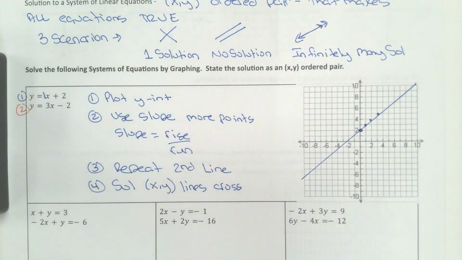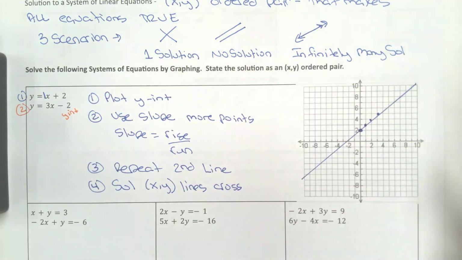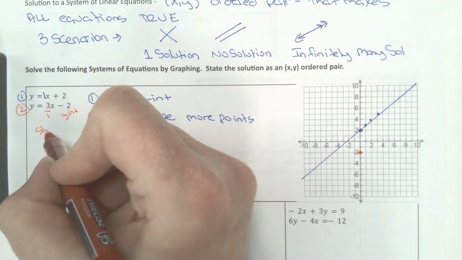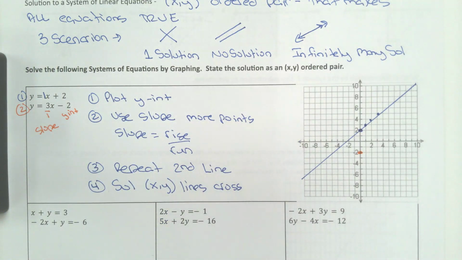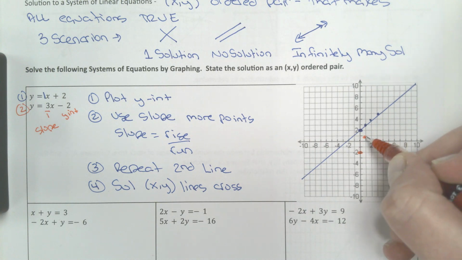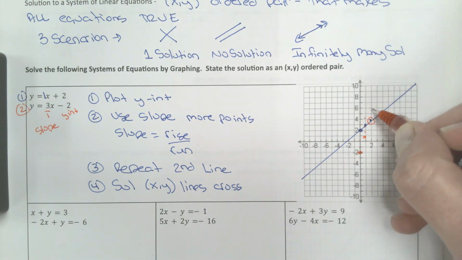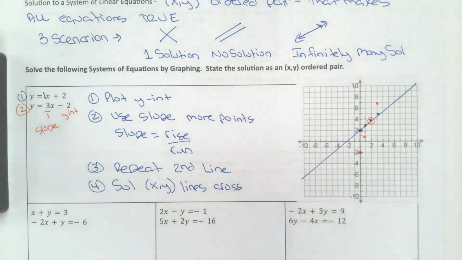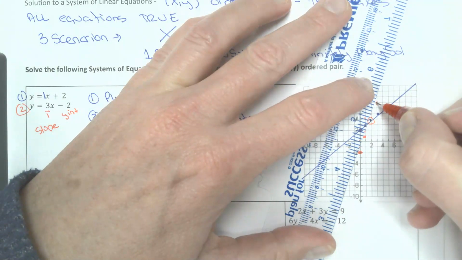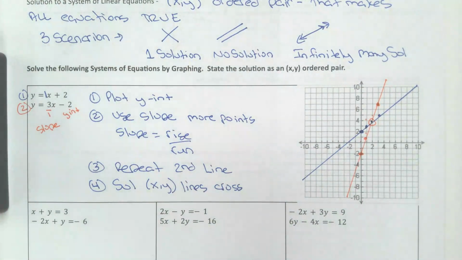I'm going to do the second one in red. We're going to repeat the process. So there is my y-intercept at negative 2. So I'm going to plot that point. And your slope is 3, or 3 over 1. So from here, I'm going to count up 3 and right 1. 1, 2, 3, 1. There we go. 1, 2, 3. And you will count until you cross the line. Don't stop until you cross it so you know exactly where they cross, so you know what the coordinates are.